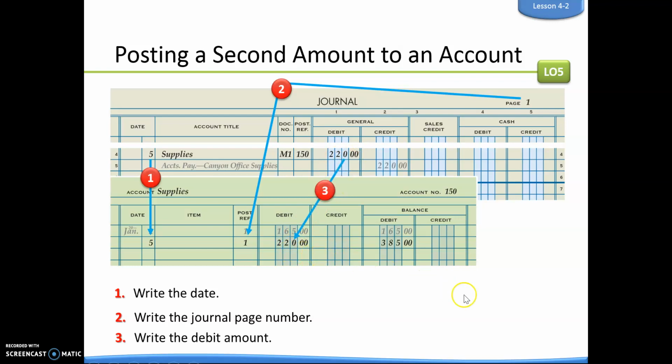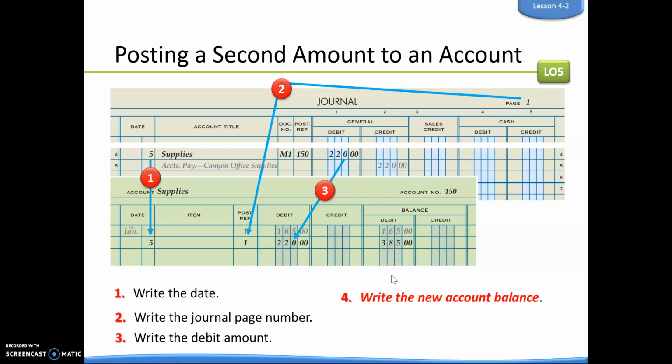And now this is where it's a little bit different, and you still need to remember what exactly is each account's normal balance. So we know that supplies has a normal debit balance. So since we already had 165 and we had a debit of 220, that means we add these two together and our up-to-date balance in supplies is 385.